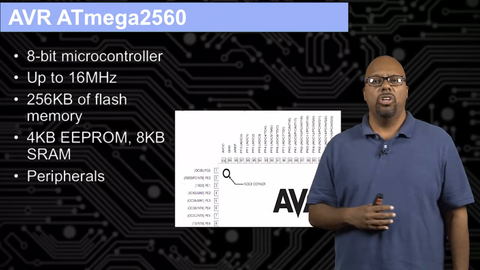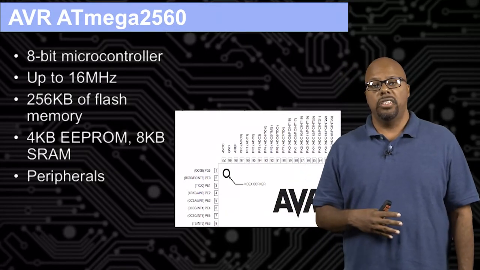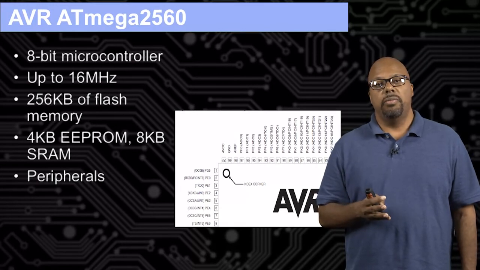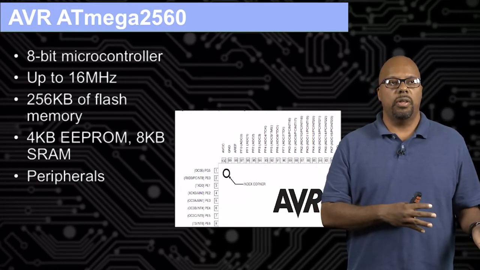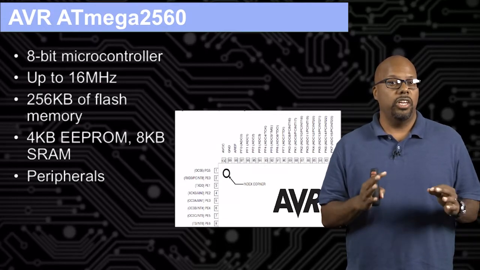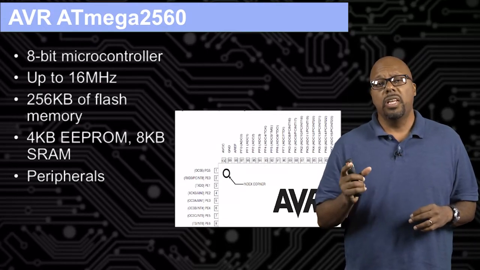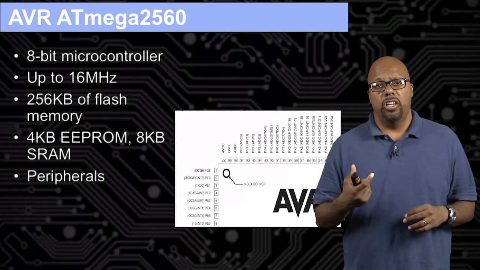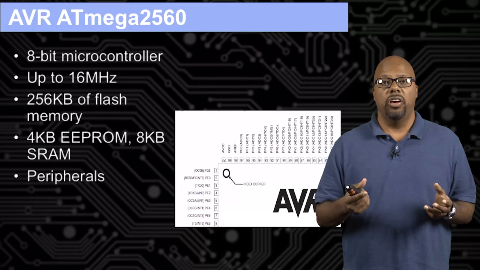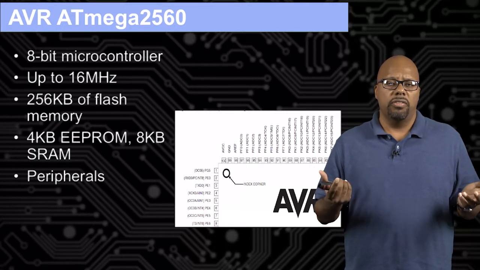8-bit microcontroller, up to 16 megahertz, that's the clock frequency. 256 kilobytes of flash memory, so that tells you something about the type of memory in there. Flash memory, as you may know, is a type of non-volatile memory. So after you lose power, when you regain power, the memory is still there. So you see this in thumb drives. Thumb drives are basically flash memory.